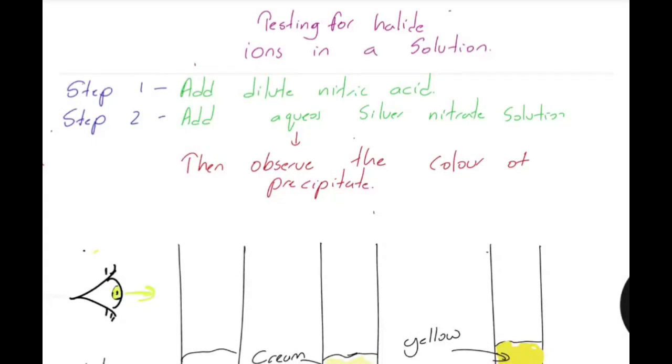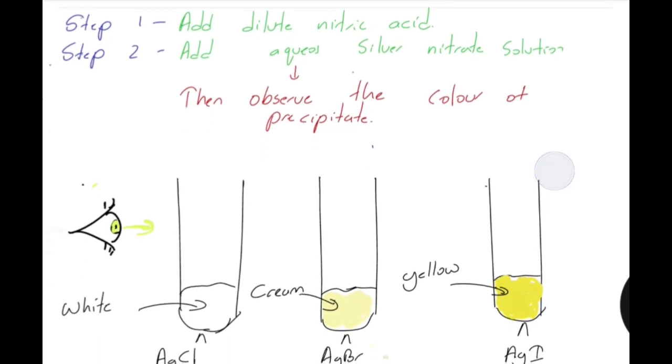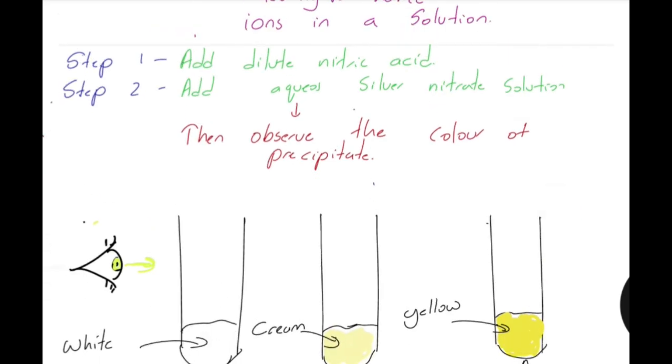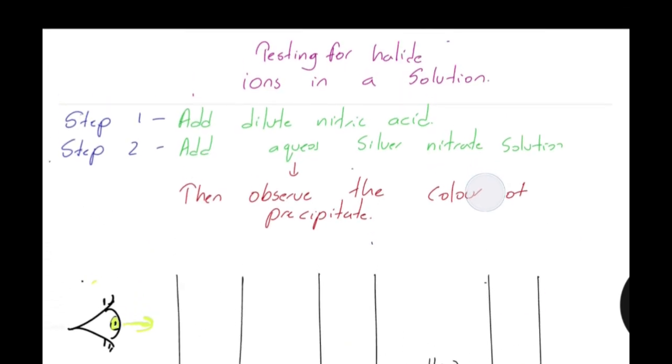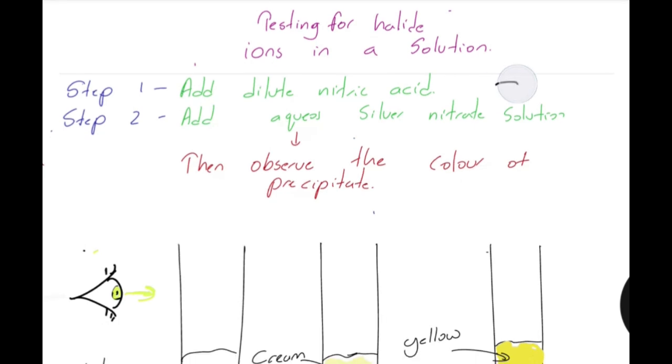Guys, today we're going to take a look at the subtopic of Topic 8, Chemistry base level: testing for halides in a solution. Okay, let's move on. So, in step 1, we should add dilute nitric acid to the solution which contains the halide solution.